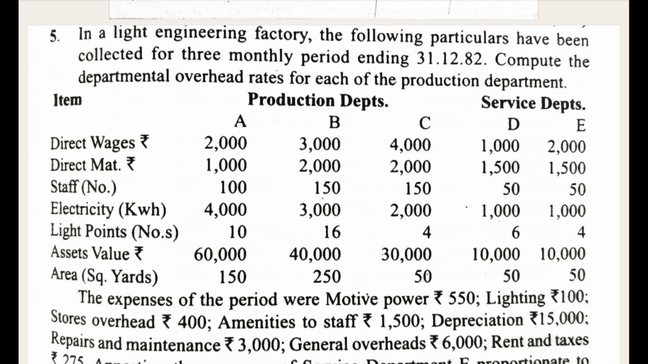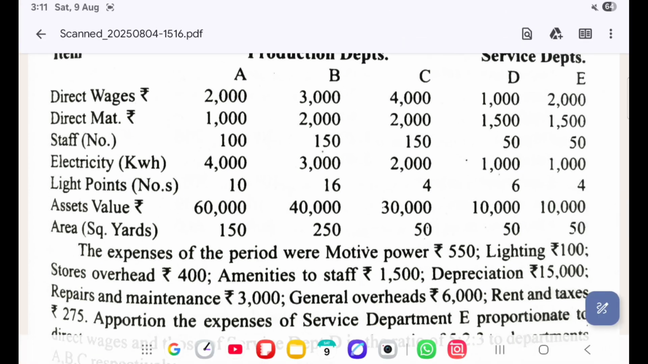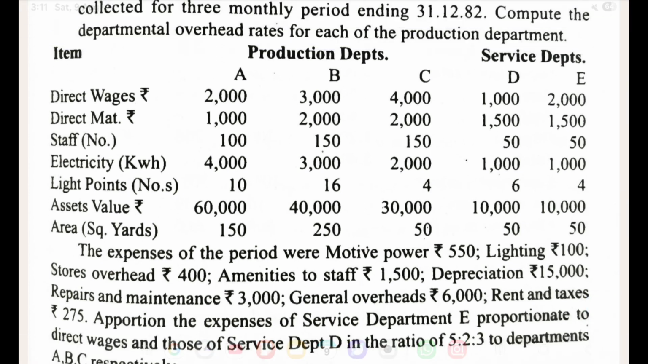In a light engineering factory, the following particulars have been collected for the 3 monthly period ending 31st December 1982. Compute the departmental overheads rate for each of the following departments. So here we have production departments A, B, C and service departments D, E. Direct wages, direct material is given to us, and other information is staff number, electricity, light points, asset value, and area given. So the expenses we have to allocate on the basis of this.